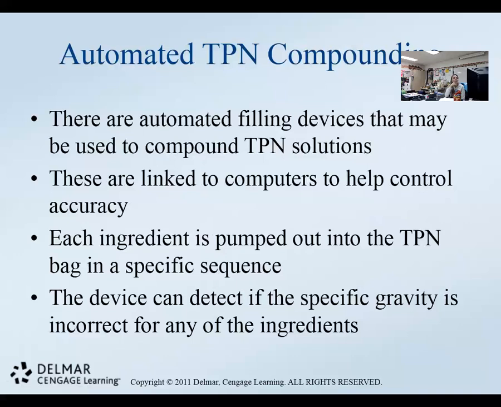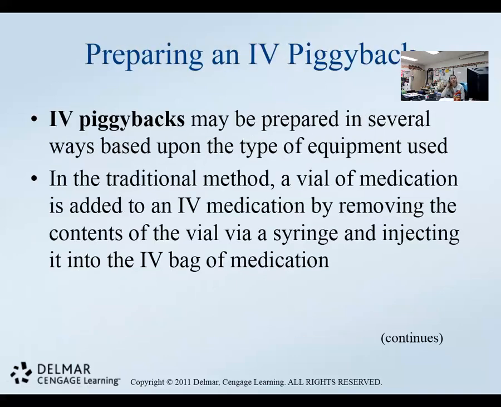There are automated filling devices that may be used to compound TPN solutions. These are linked to computers to help control accuracy, and then each ingredient is pumped into there in a specific sequence in order for it to stay stable. And then they can detect if the specific gravity is incorrect for any of the ingredients. It's a very, like I said, very tedious process.